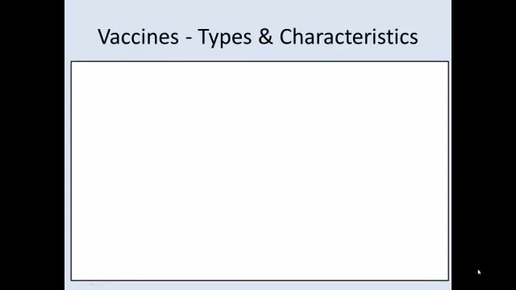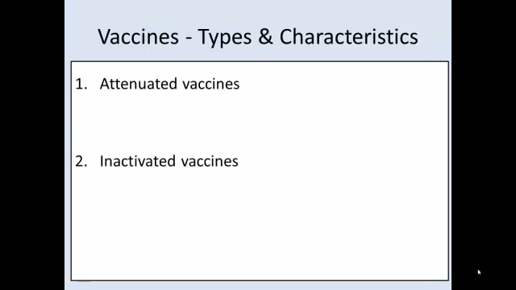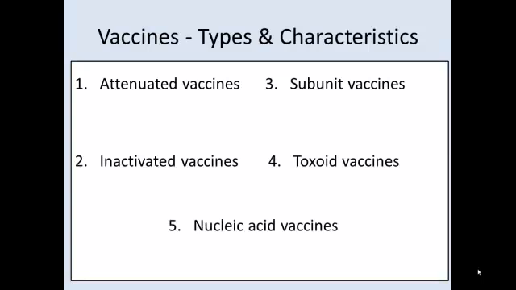Now let's talk about the different vaccines and their characteristics. There are 5 types of vaccines that I want you to know for the exam. The book covers more of them, but I'm not going to test you on them. The first one is attenuated vaccines. The second one are inactivated or killed vaccines. The third one, subunit vaccines. The fourth one, toxoid vaccines. And then a brand new one, nucleic acid vaccines.